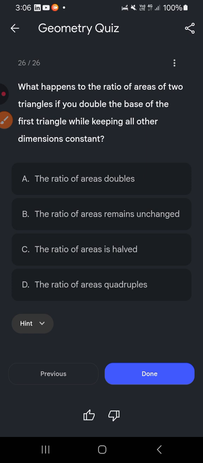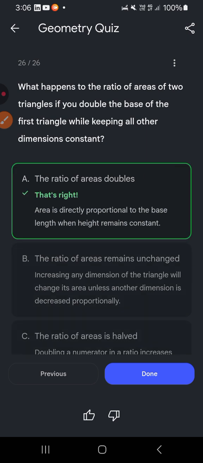What happens to the ratio of areas of the two triangles if you double the base of the first triangle while keeping all other dimensions constant? The correct answer is A. Area is directly proportional to the base length when height remains constant.